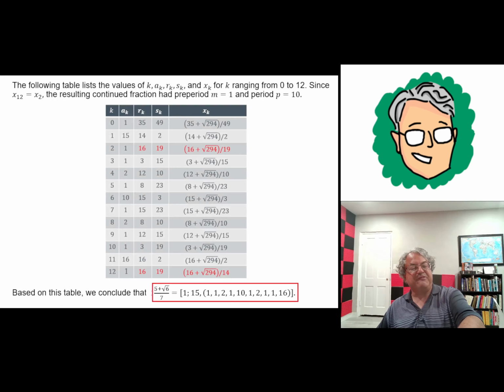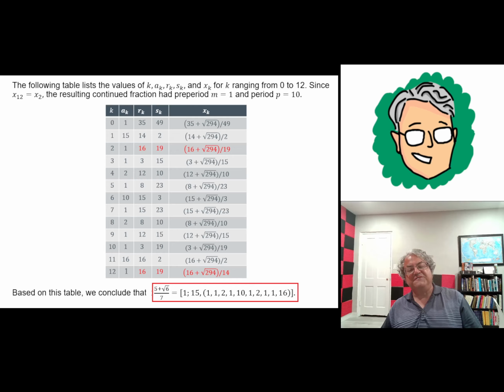And now that we have the starting values, we can go ahead and plug in the recursive formulas I wrote down earlier. And if you do that, you get this table of values. I'm not going to go through all the work here, but you can actually compute these by hand. You don't really need to use a computer to compute these. You can just use the iterative formulas I showed you earlier for updating all these quantities, a sub k, r sub k, s sub k, and x sub k. And I think you can see from this table that we get repetition.